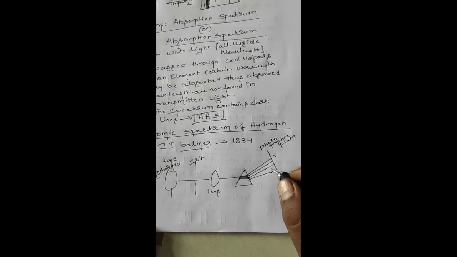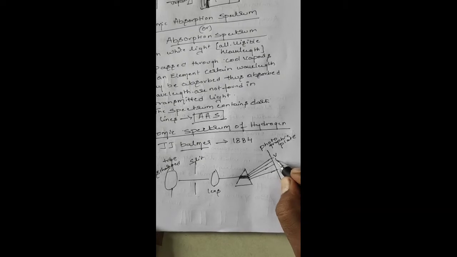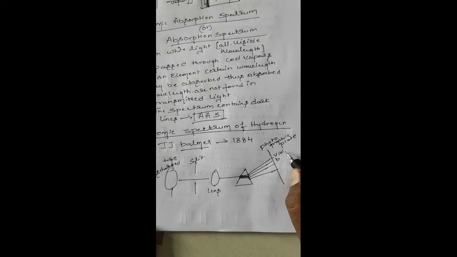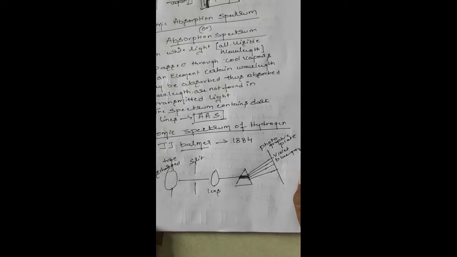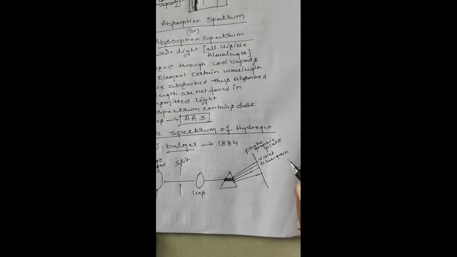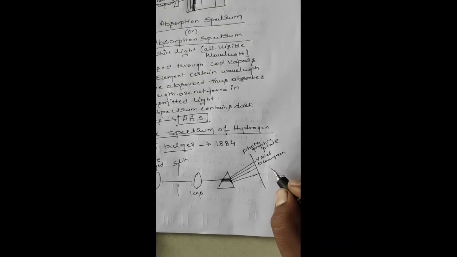violet, blue, bluish green, and another one, blue. Blue, violet, blue, and bluish green.